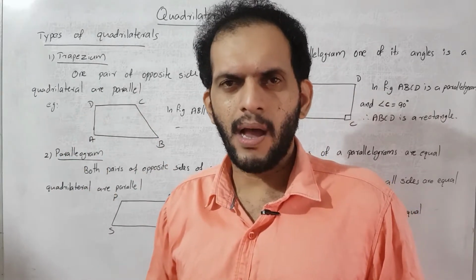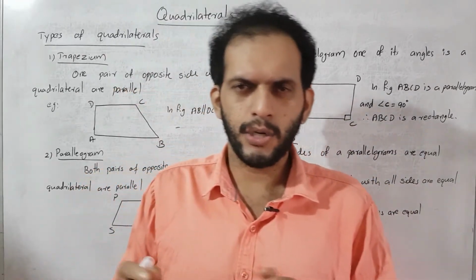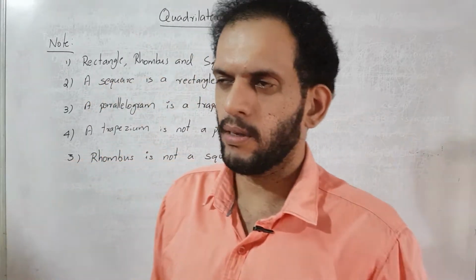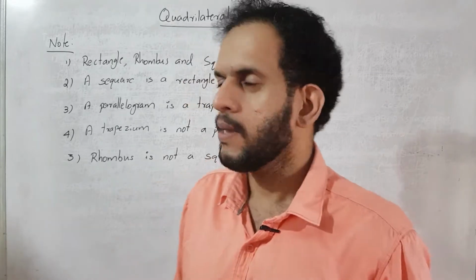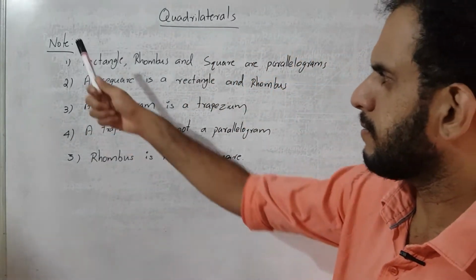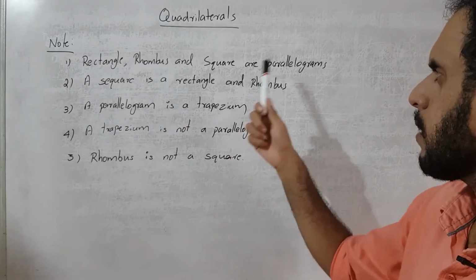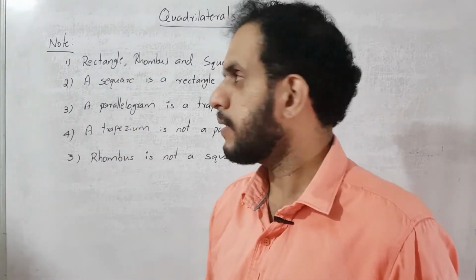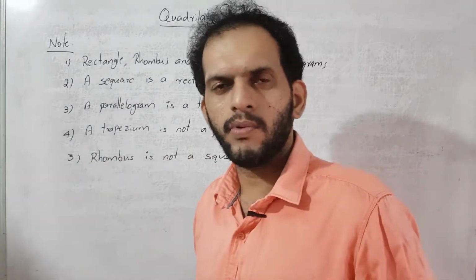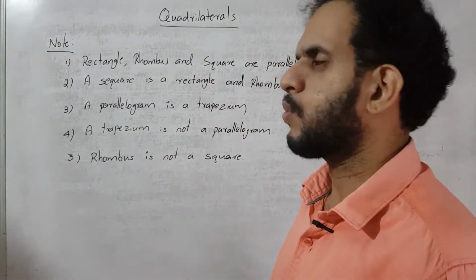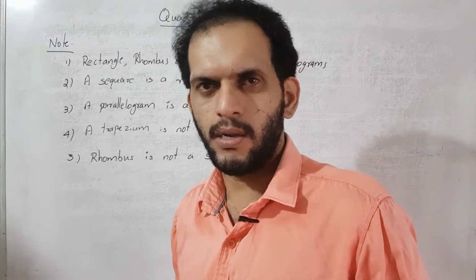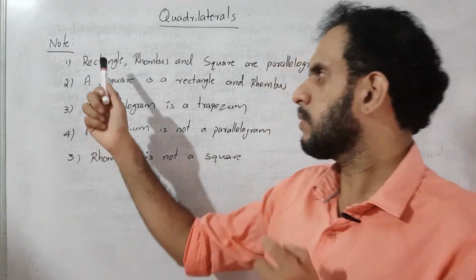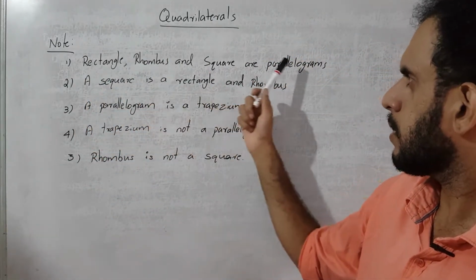Okay, I think you got the idea about the definitions of the quadrilaterals and the relations between them. Now the first one is very easy. Rectangles, rhombuses and squares are parallelograms. We already discussed that. A rectangle is a parallelogram with one angle 90 degrees. A rhombus is a parallelogram with all sides equal. What is a square? A square is a rectangle with all sides equal, correct? Then a square is a rectangle, which is a parallelogram, so both are parallelograms. A rhombus is also a parallelogram.